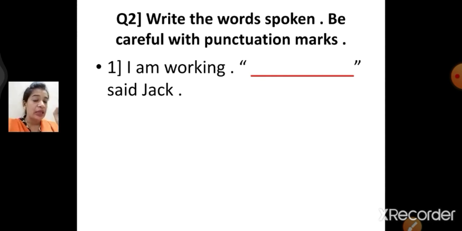Dash. Now here you can see double inverted comma and then said Jack. Some punctuation marks are given already. When they are given already, you don't have to use them, but when they are not given, you have to use them. Now here the sentence is I am working. What is the contraction form of I am?